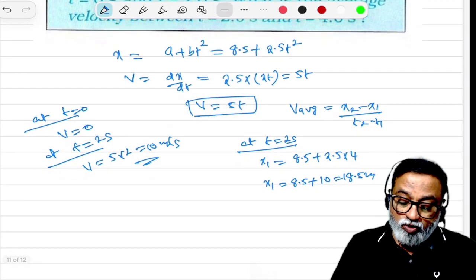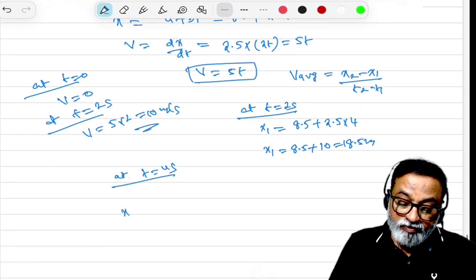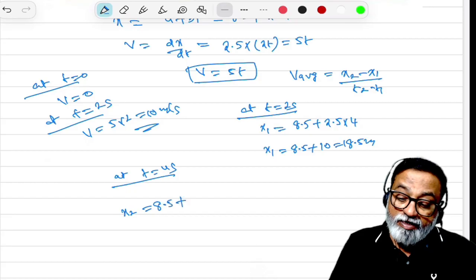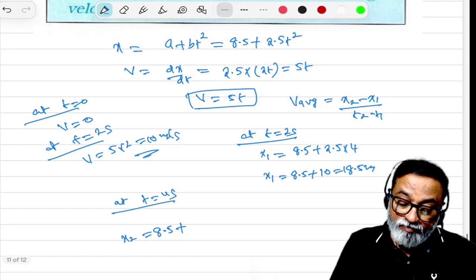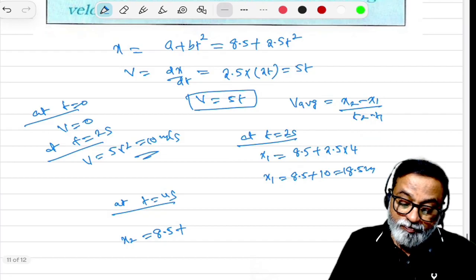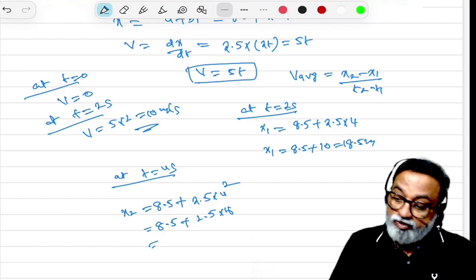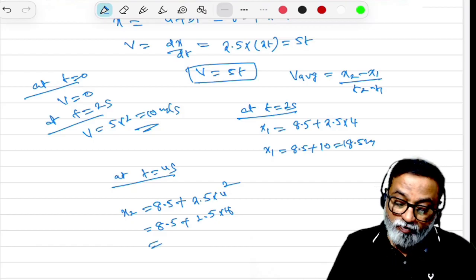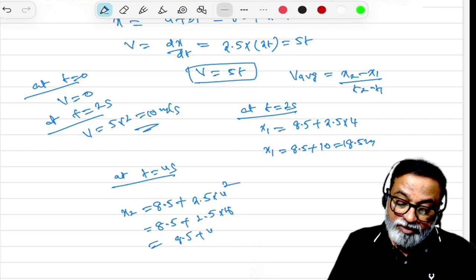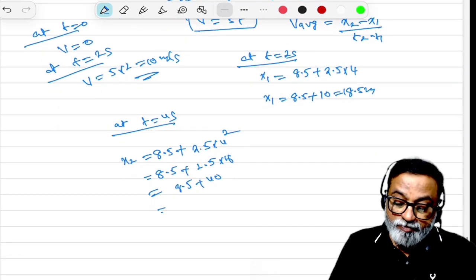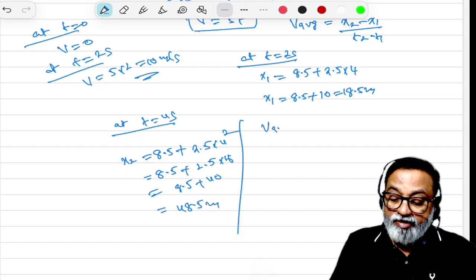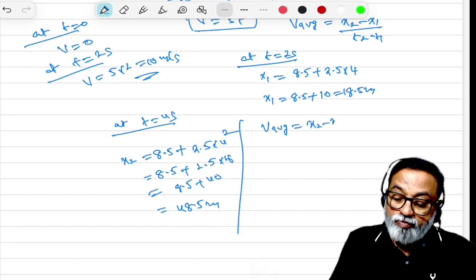Next one, at t is equal to 4 seconds, x2 is equal to 8.5 plus 2.5 into 4 square. This becomes 8.5 plus 2.5 into 16. Therefore, this becomes 48.5. This is 8.5 and this one is 40. Therefore, this becomes 48.5 meters.